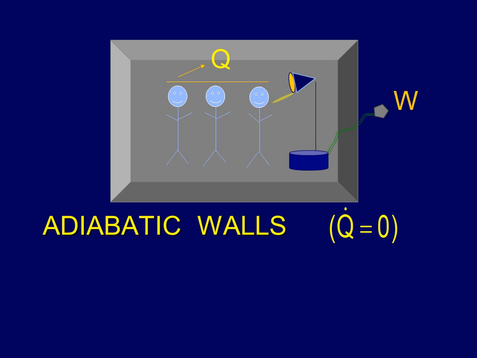Now, how do we make something adiabatic? We put a whole lot of insulation around it. If I want this to be adiabatic, I have to have it perfectly insulated so that no heat can get out of this system.